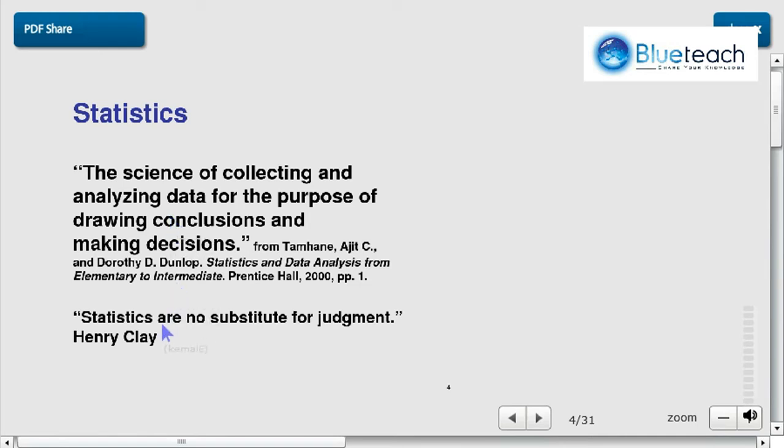Now, a second point that should not be neglected is that statistics are no substitute for judgment. In other words, you should never forget that data is just numbers, and that you need to use your judgment to interpret this knowledge.